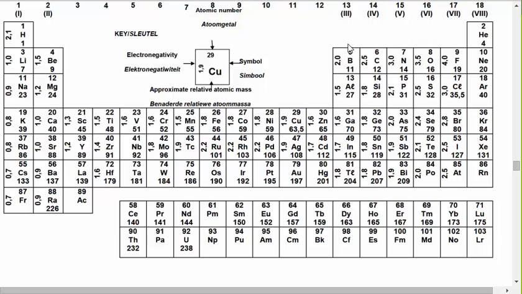All of these in their first 2 orbitals has 3. So the s orbital has 1, 2. The p orbital has 3. This one 1, 2. So how many valence electrons does sulfur have? Sulfur is S.